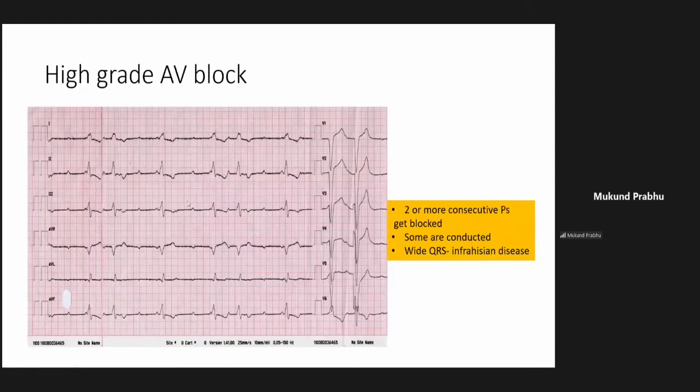Now, high-grade AV block doesn't fit into the already mentioned entities. Randomly, some of the P waves get conducted with a constant PR interval. Like here, you can see one PR, constant PR, and here the same PR is repeated. All others, PR is varying. So in general, it's all blocked, but some do manage to get conducted. Such a situation is called high-grade AV block.